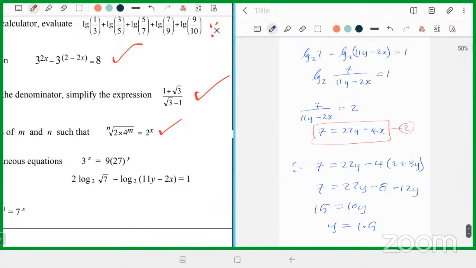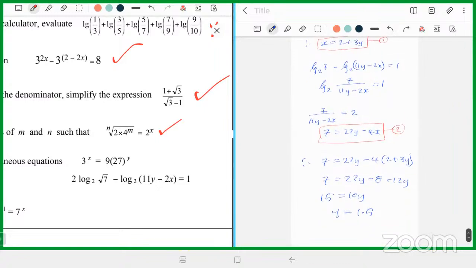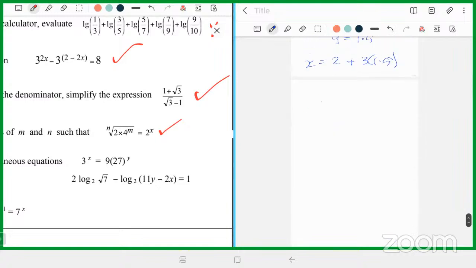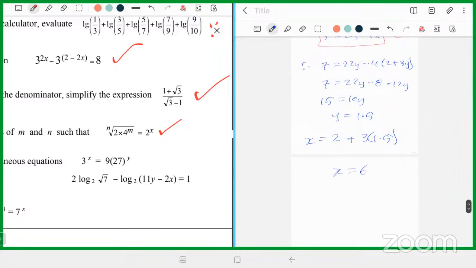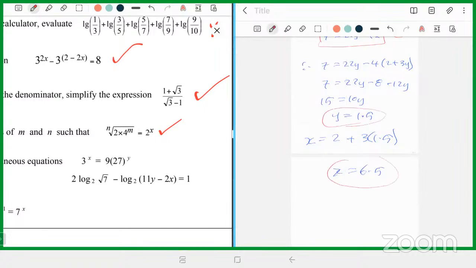Now that y equals 1.5, we can substitute it in the x equation up here, for the y. So we're going to get x equals 2 plus 3 times 1.5. This is 4.5, and 2 gives me 6.5. So we get x equals 6.5. So these are the answers. That finishes that question. And now come to the last one down here.